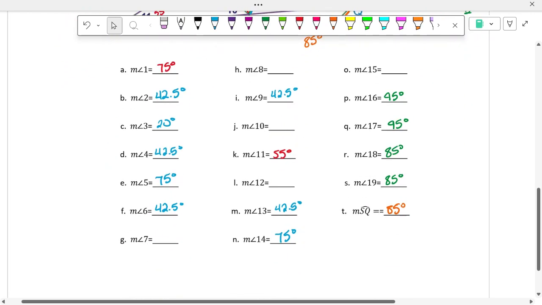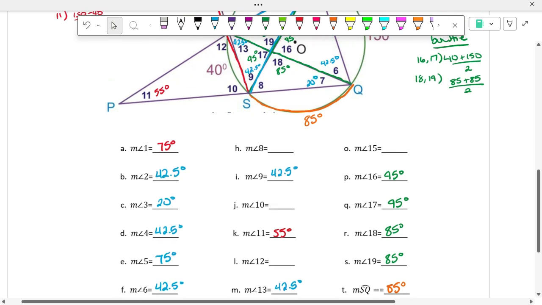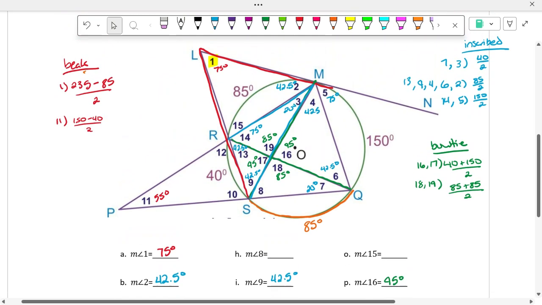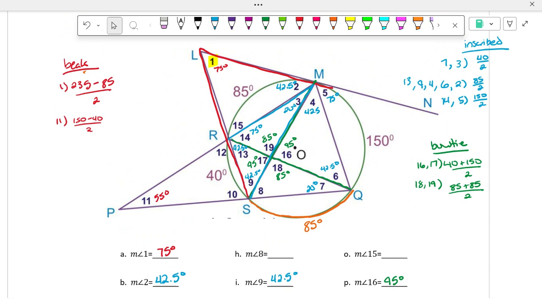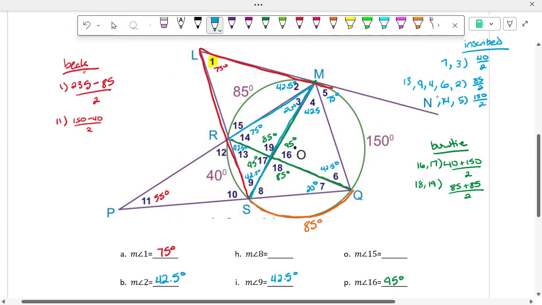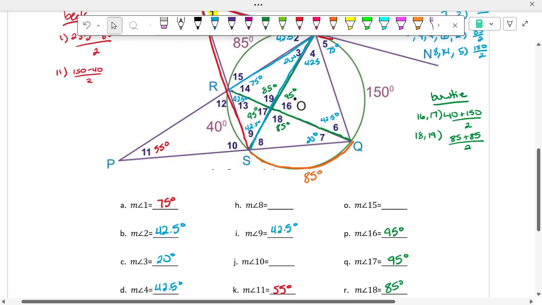So hold on. Okay, 15, no. 8, yes. So 8, what's the intercepting arc? 150. So it's the same as 14 and 5. So it would be 75.